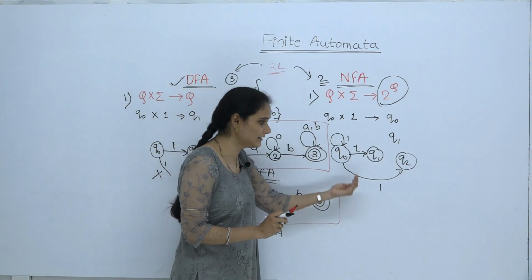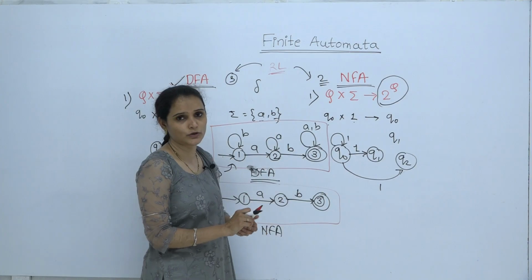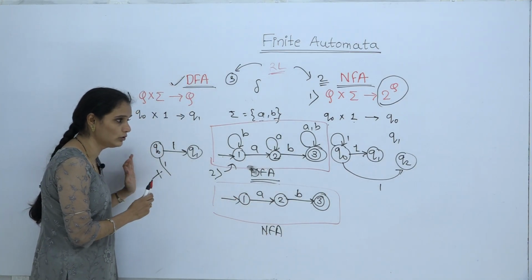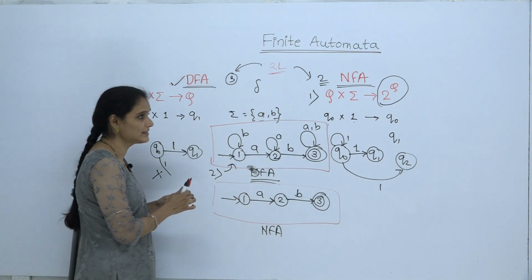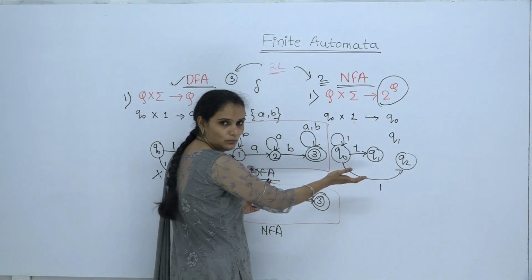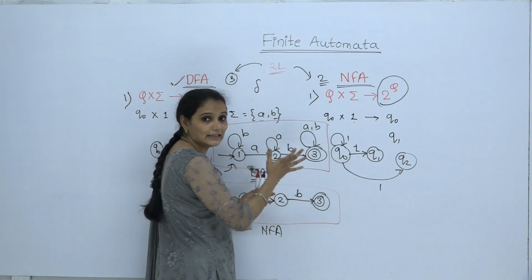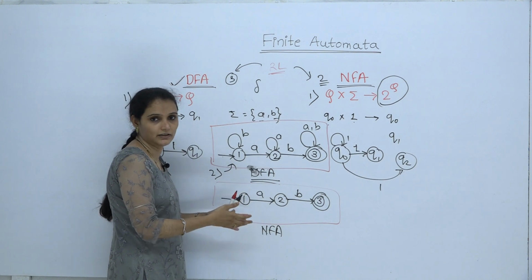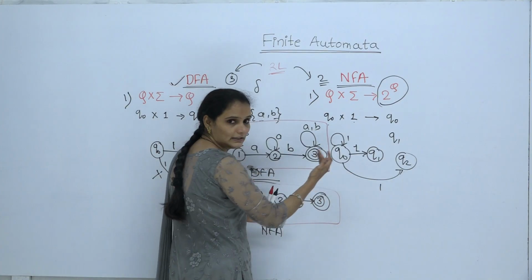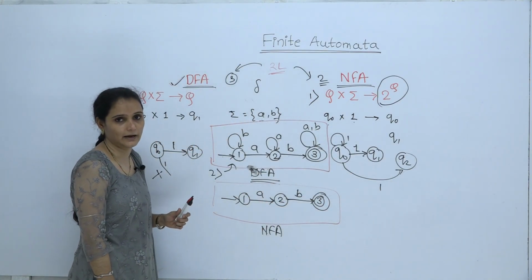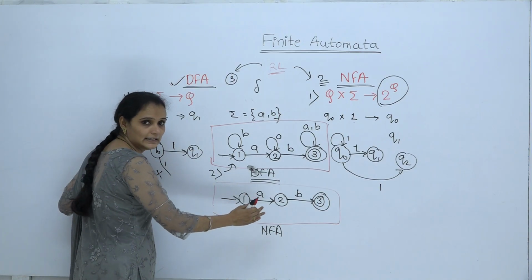And another difference is that it is more powerful than the DFA. So students, here I have told you the 3 basic differences. What are those? First, the NFA is more powerful than the DFA. Again, NFA is easy to construct because fewer states are required in the non-deterministic finite automata. So that is the differentiating part of the DFA and NFA.